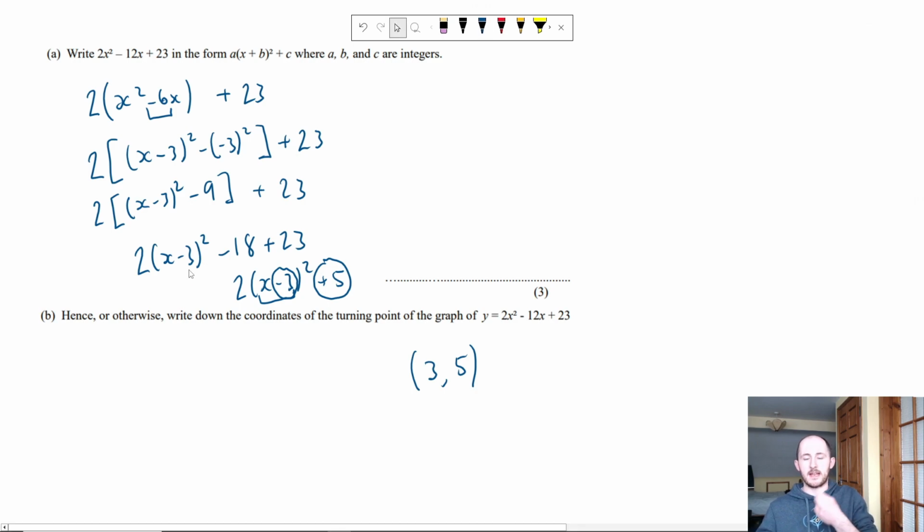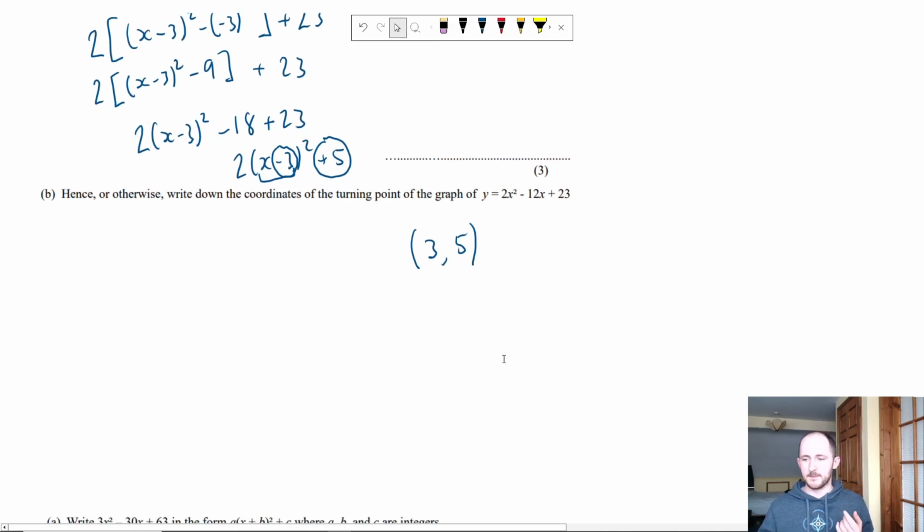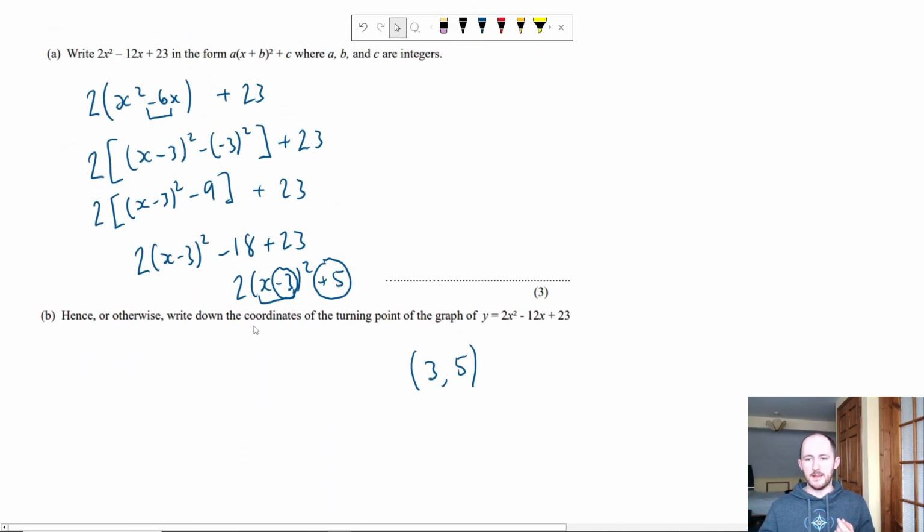Because again, if you want to know the mathematical reason, when we're working out the turning point, we make this bracket equal to 0. So we have 2 times 0 plus 5. So it doesn't get affected. So super, super easy. Okay. By the way, these turning point parts, they're all worth 1 mark. Okay?